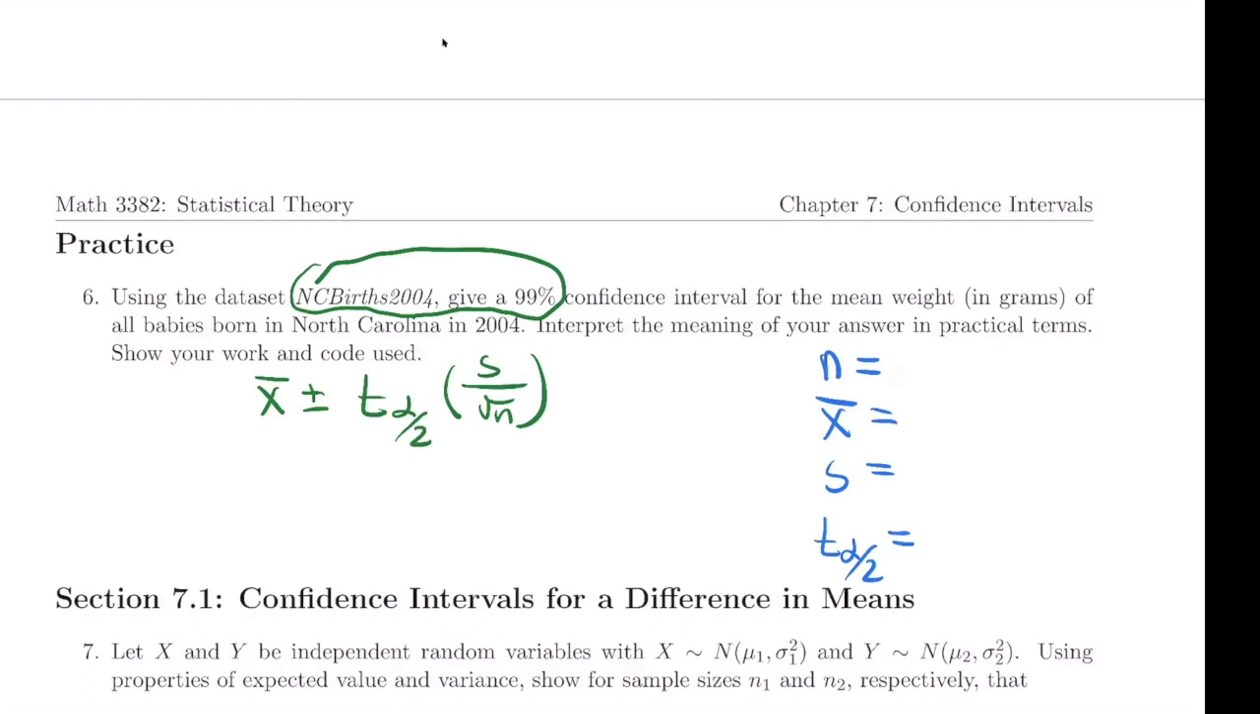So we have these ingredients over here. I'm going to need to use R to calculate these, so I'm going to just exit out of here. But before I do, I just want to make a note that this is a 99% confidence interval. So that's going to affect what we do for this.